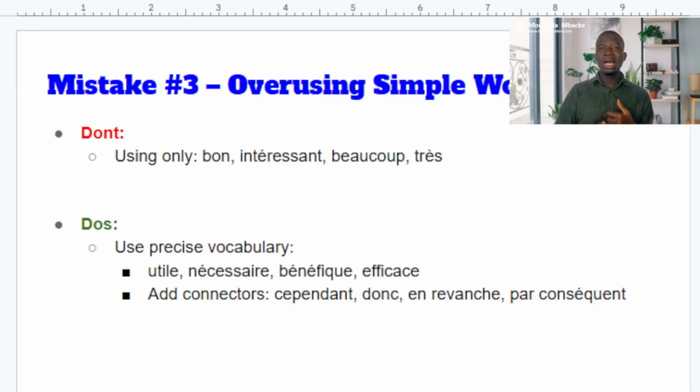So cependant, however, if you're opposing an idea, a donc if you're giving the consequence of something. En revanche, it's however. Par conséquent means in consequence, right? So you need to use these connectors.